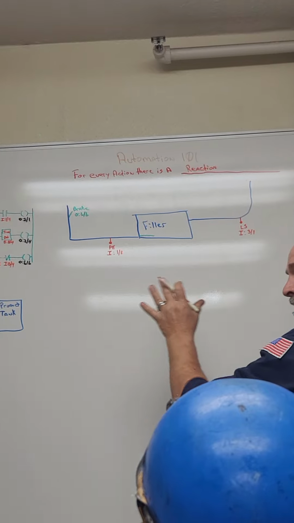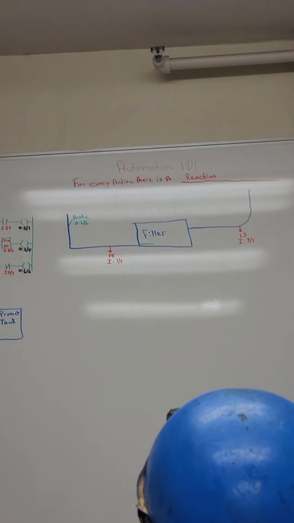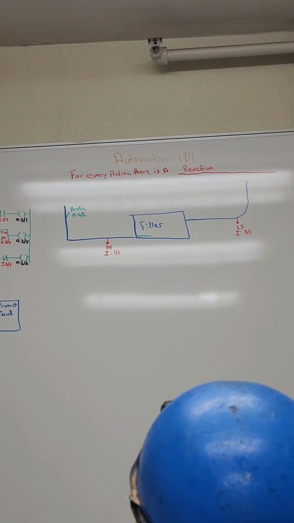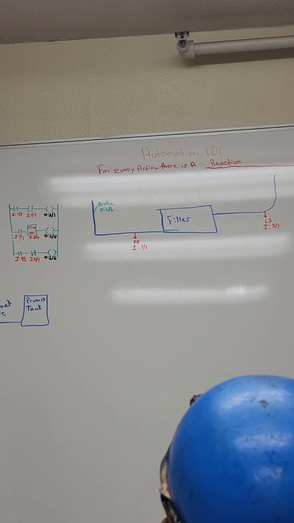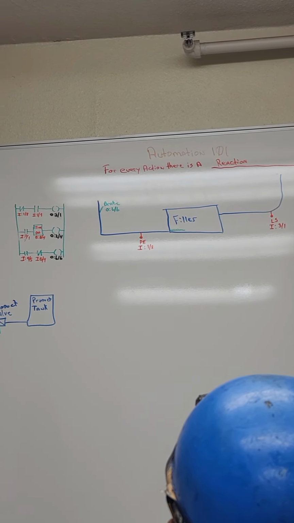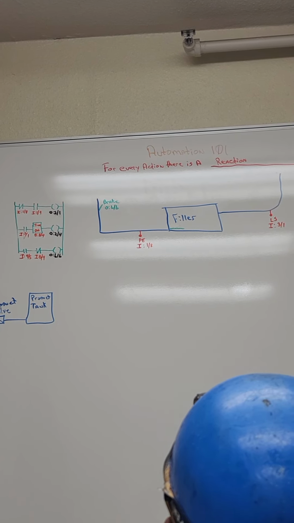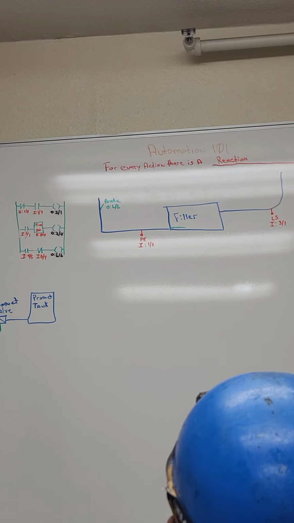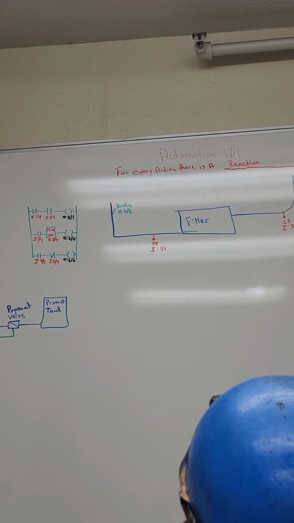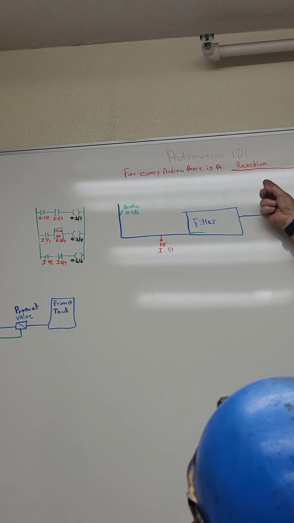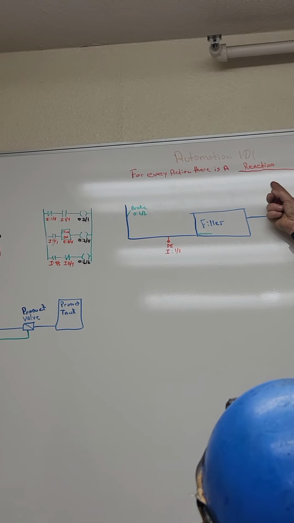That's not just in PLC automation. That's in everything we do. If we turn a wrench, what's the reaction? We're either tightening or loosening the bolt, are we not? We're turning a screw. We're either turning it in or turning it out. For every action, guys, there's a reaction. We need to think about what the reaction is of what it is that we're doing.